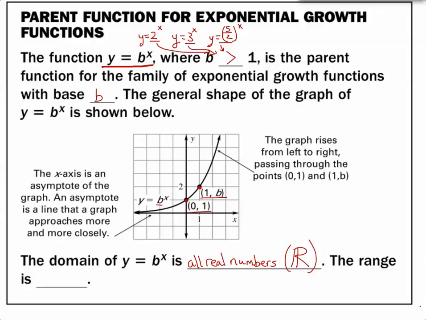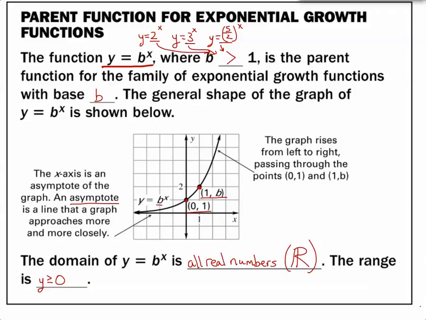It says the range is, and this is important, the range is y greater than or equal to 0. And that's because the graph has this thing that's called an asymptote. Now that's an interesting name. It's probably a new word for you. And the point is that the graph gets closer and closer to the x-axis, which means it gets closer and closer to 0. And now I realize I made a mistake.